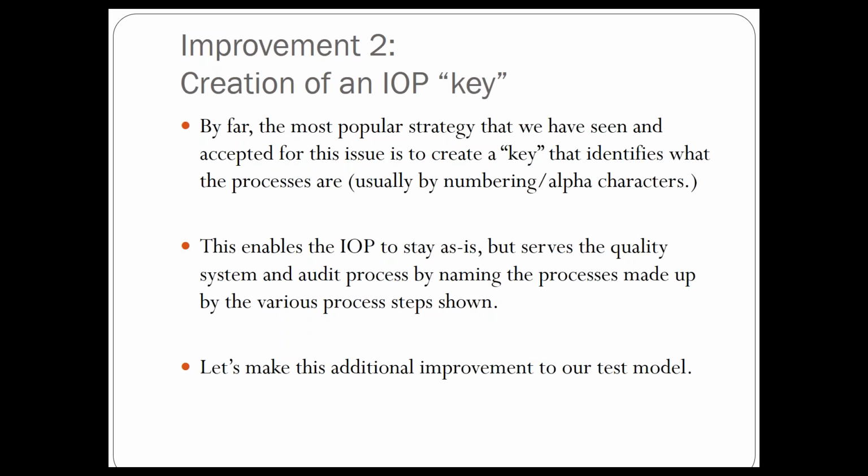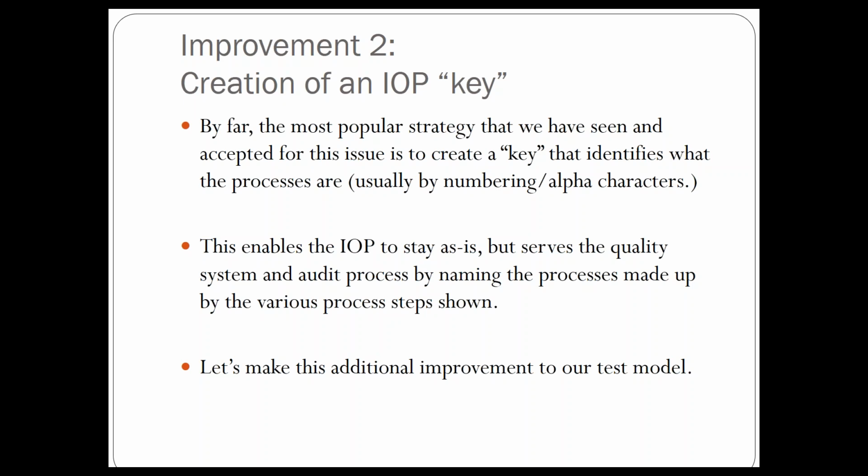Now, we're going to take another improvement step here. Again, the idea is that we want to retain this IOP as it was originally conceived. So the strategy that we have seen companies use successfully is to create a key. The key is going to help you identify what the processes are. There's a number of ways that this can be done: numbering, alpha characters. For purposes of our test model today, we're going to use color coding.